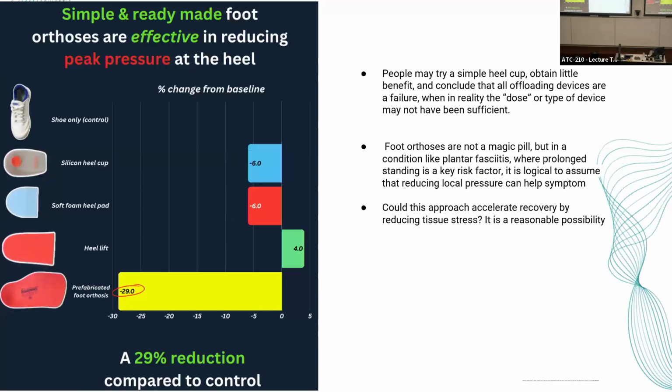Now, I always get the question, how much should foot orthoses help? And this is an awesome paper. This device here is this without a cover on.